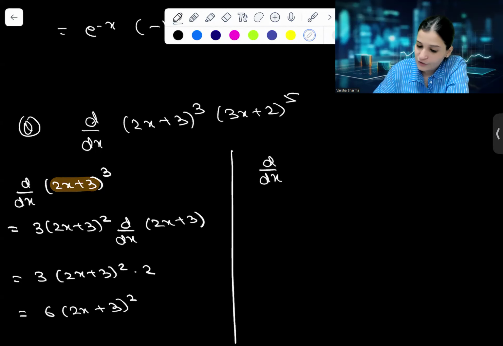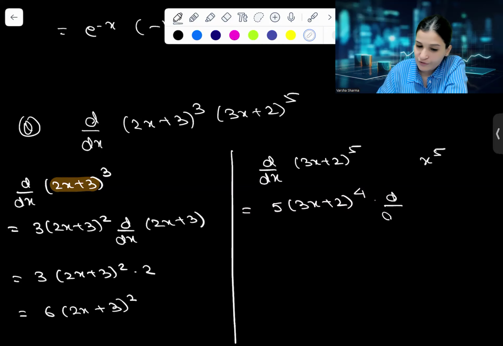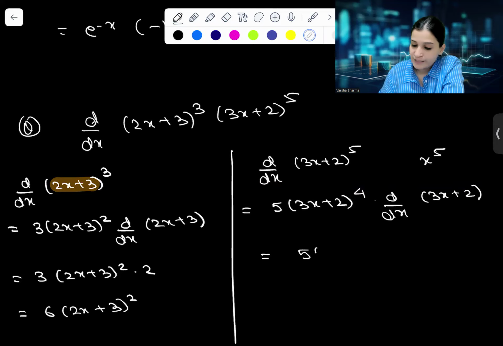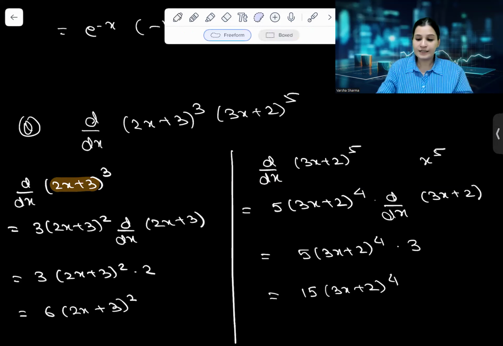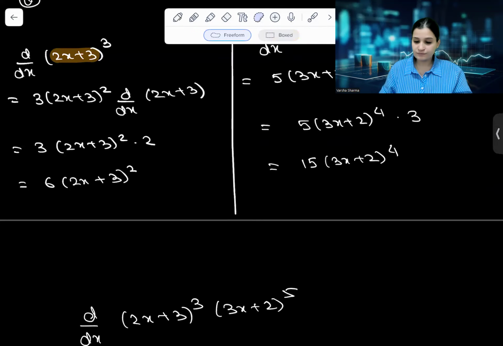Next, the differentiation of 3x plus 2 to the power 5. I'll treat this as x power 5, so 5x to the power 4 into the differentiation of the term written instead of x. What is the differentiation of 3x plus 2? 3. So the answer is 15 into 3x plus 2 whole power 4. Yes, ma'am. Individual differentiation, it's okay.